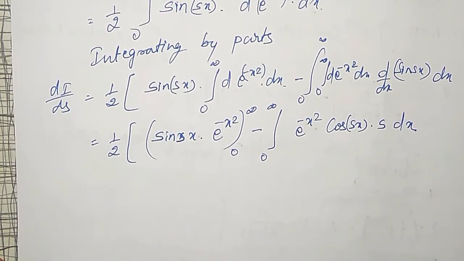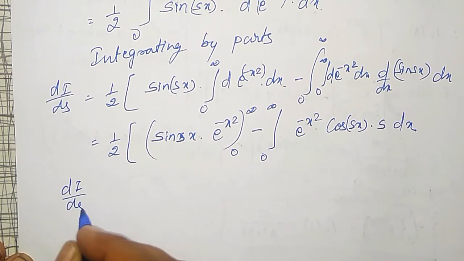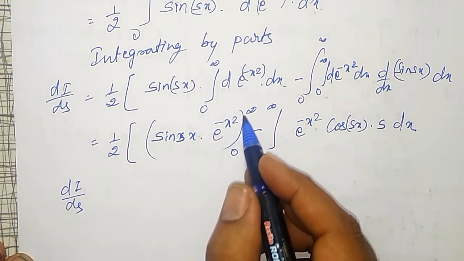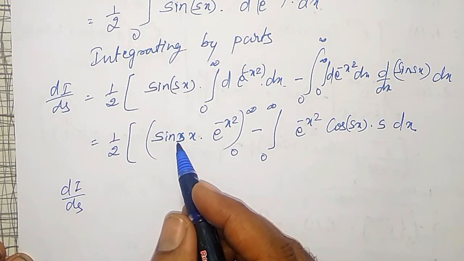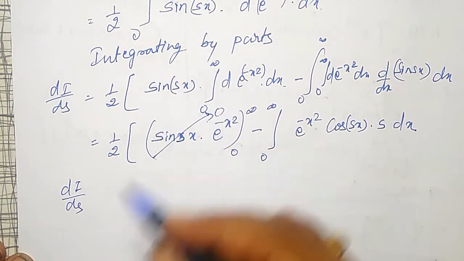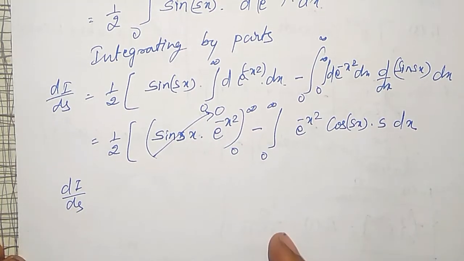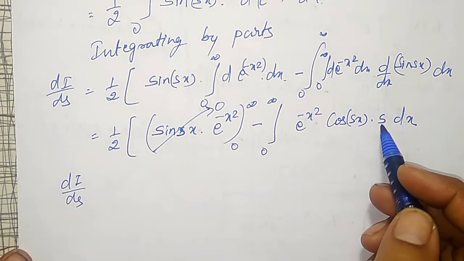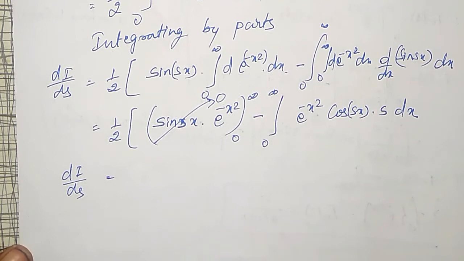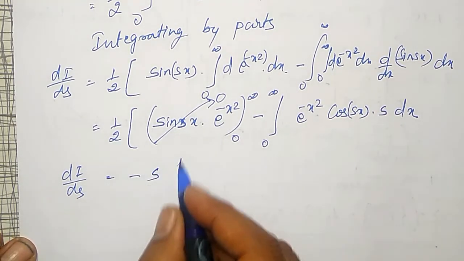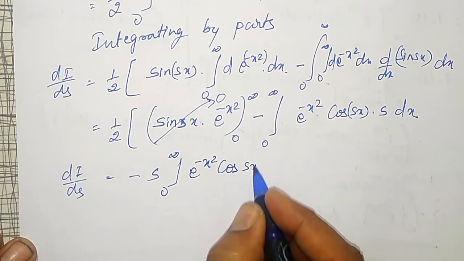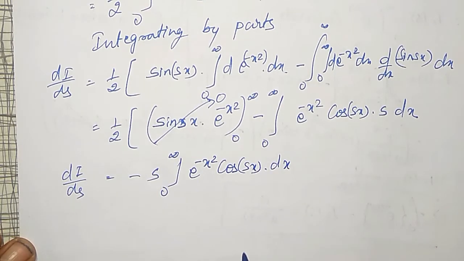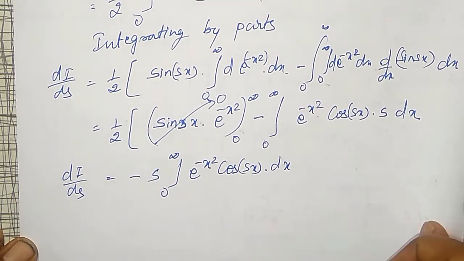dx. Now just observe here, di by ds, for the upper limit and lower limit, this integration e to the power minus infinity will become 0, and for x equal to 0, sin sx will become 0. Therefore the first term totally will become 0. For the second term, I am integrating with respect to x, therefore yes I can take s outside, which is equal to minus s into integration from 0 to infinity e to the power minus x square cos sx into dx. Integration from 0 to infinity, this is nothing but what I have considered as equal to I.